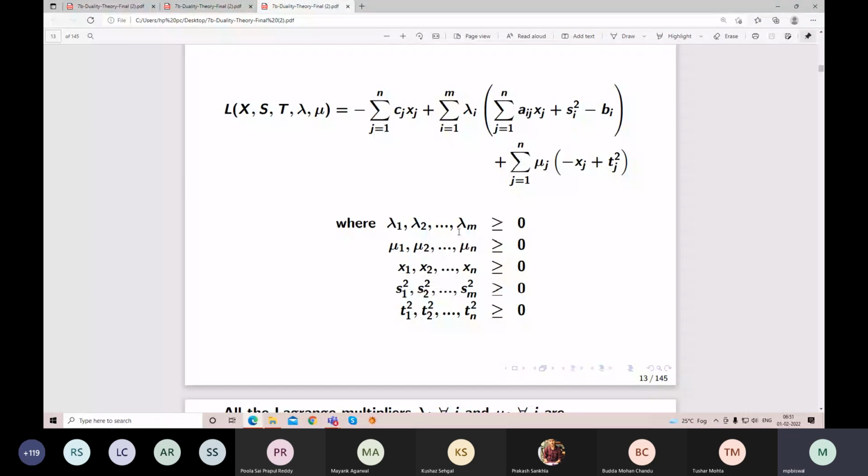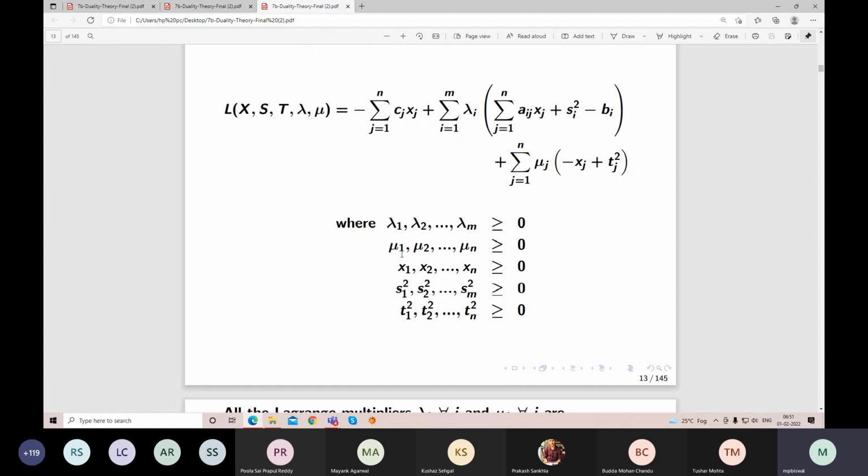This mu1, mu2, mu_n, these variables somehow we are not using, it is suppressed. How it is suppressed, I will tell you. So this lambda 1, lambda 2, lambda m are the dual variables. So technically you can name them as y1, y2 up to ym. Now the method of Lagrange multipliers says that we have to use the necessary and sufficient condition.